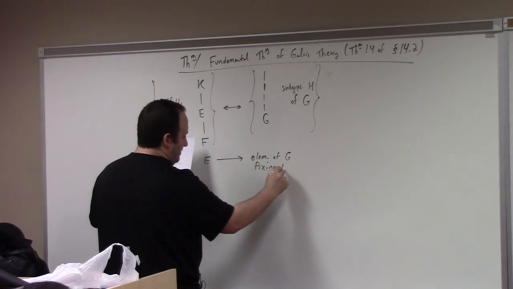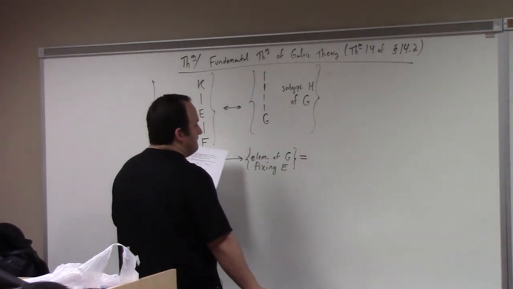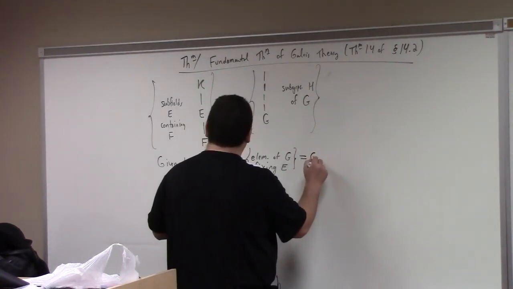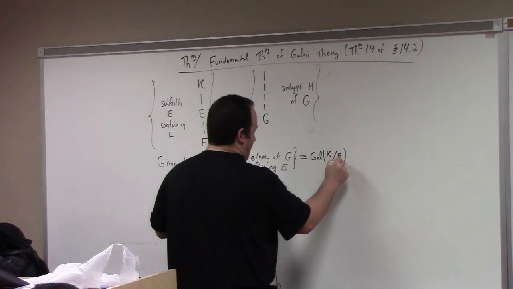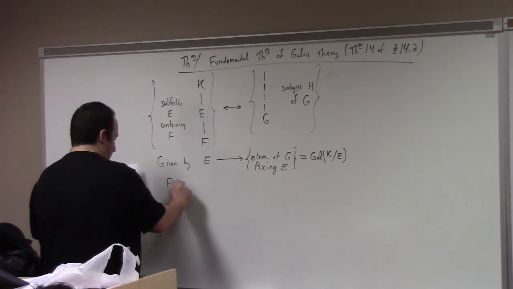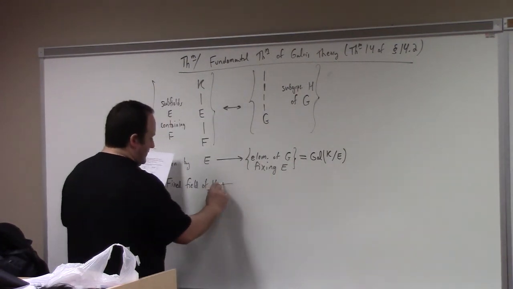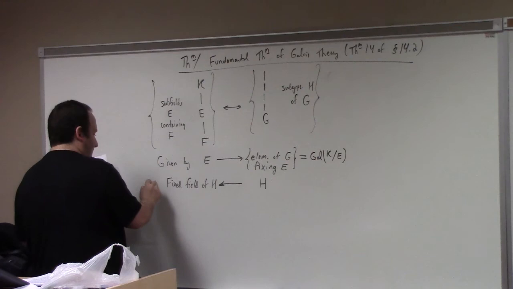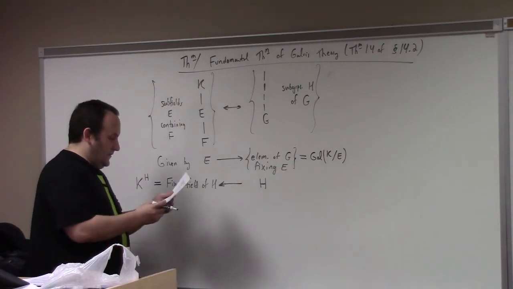Do we have a notation for that? Oh yeah, I keep wanting to use the fixed. I forget where I am, you know. So Gal K over E. Thank you. And then the other one, the fixed field of H. H, of course, maps to that. Of course, the fixed field of H is also known as what? Yeah, K upper H. There we go. These are inverses to each other.